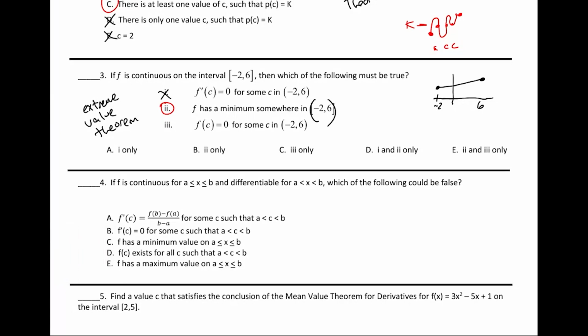And then finally, part 3 says that f of c equals 0 for some c. Well, that doesn't have to be true. I already have a sketch up here where this never crosses through the x-axis, but still satisfies the conditions in the problem. So 3 is not going to be true. The only correct statement here is 2. So our answer is B.